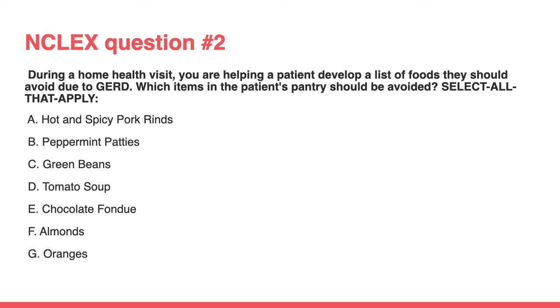So it could be A, hot and spicy pork rinds, B, peppermint patties, C, green beans, D, tomato soup, E, chocolate fondue, F, almonds, or G, oranges. So I'll let you guys take a second to think about that.